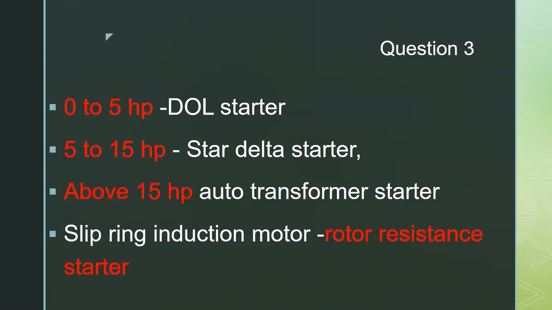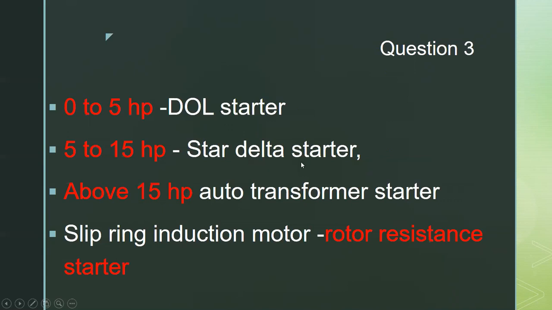For a 5 to 15 HP motor, we use the star delta starter. Above that, we use the auto transformer starter. If it is a slip ring induction motor, we use a rotor resistance starter. The star delta starter works with star connection and delta connection.